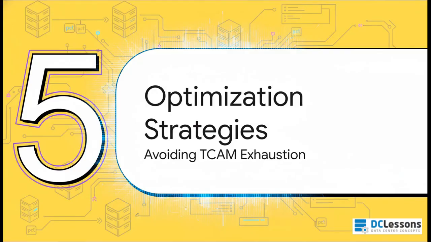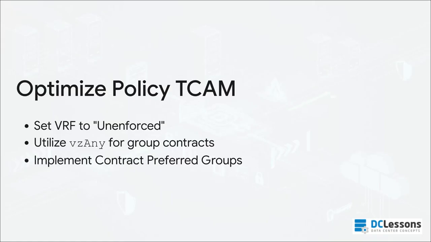So how do we avoid this ticking time bomb? Well, thankfully, ACI gives us several tools and design patterns to help manage this precious TCAM space. Let's walk through the main options. There are really three main strategies to think about. The most, let's say, blunt approach is setting the VRF to unenforced. This basically turns off contract enforcement within that VRF, making it act like a traditional network, where everything can talk to everything. This consumes zero policy TCAM entries.